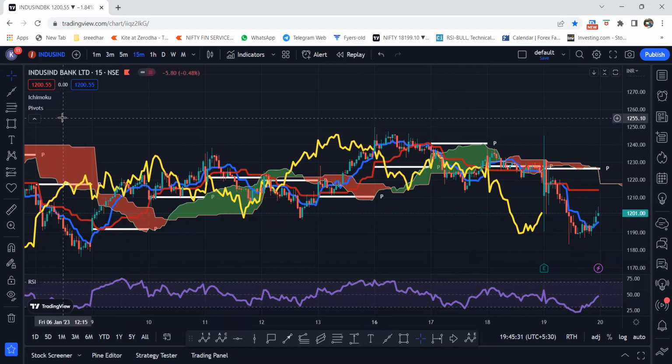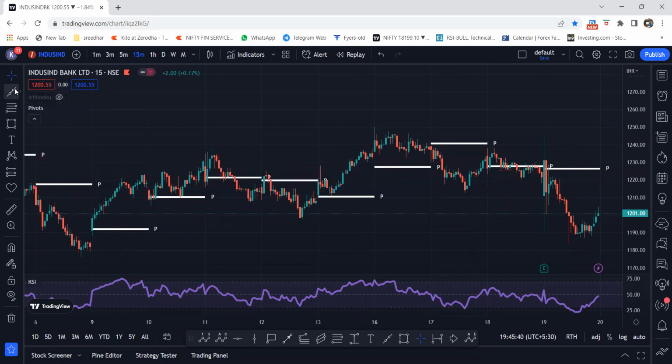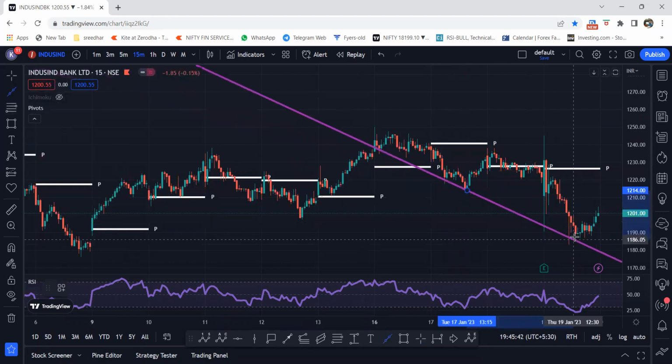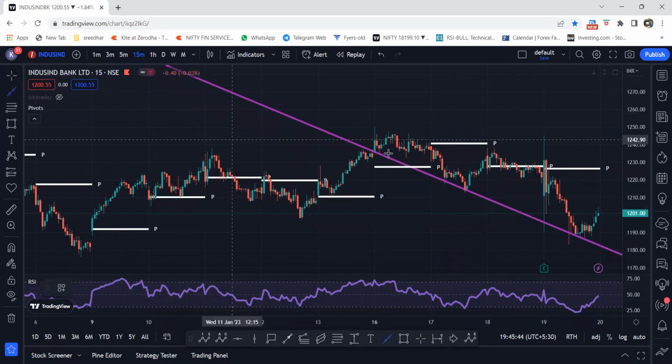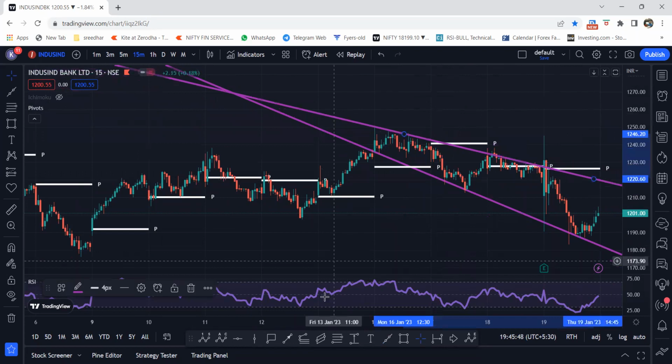But tomorrow again, please remember, do not continue with the existing trend lines. You have to redraw the trend line. Just to give you an example, here it is. This is a trend line. Your long positions will vary based on this, so you have to keep it like this.